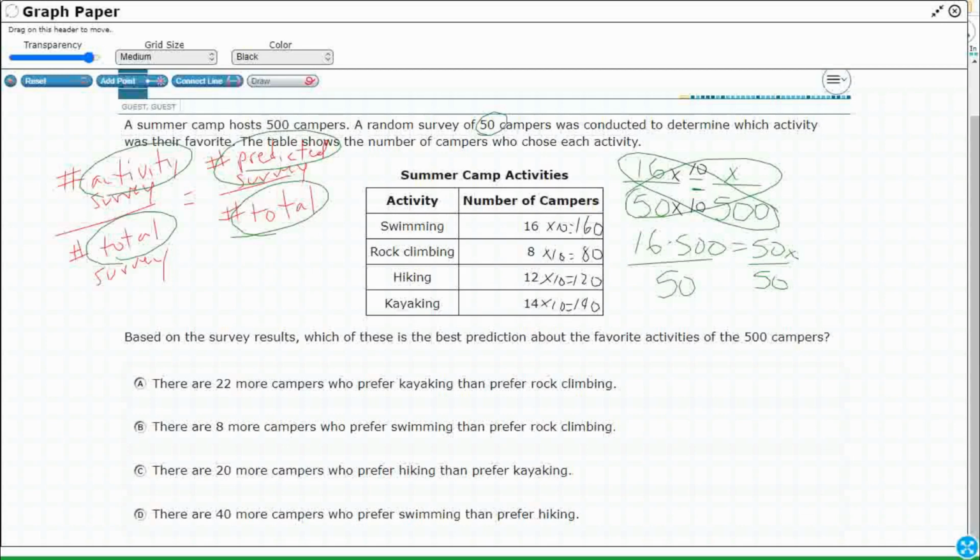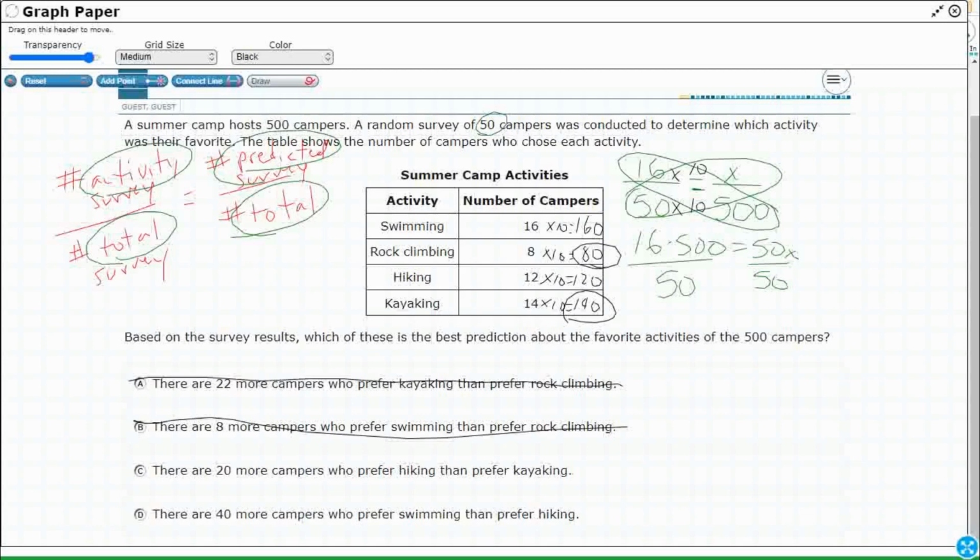So let's see. A, there are 22 more campers who prefer kayaking than rock climbing. So kayaking is 22 more than rock climbing. And so no, this 140 is not 22 more than 80. It's 60 more. So that's all we're doing, is we're looking to see, do they do the math correctly? B, there are 8 more campers who prefer swimming than rock climbing. Swimming is 160, rock climbing is 80. No, it's 80 more, not 8. So they didn't do the multiply by 10.